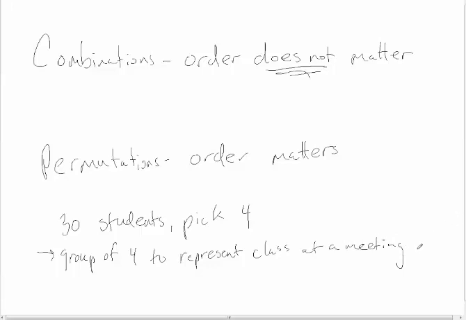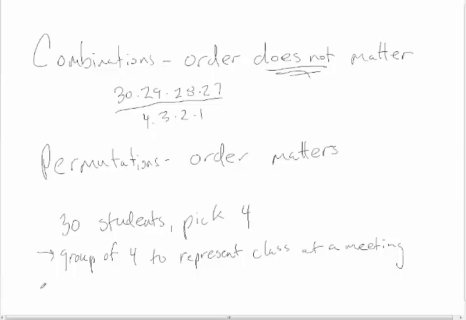Here, there is no order. I'm just taking 4 people. So it doesn't matter if I'm taking student 1, 2, 3, 4, or student 4, 1, 2, 3, or student 3, 1, 4, 2. The order doesn't matter. I'm taking 4 of them, sending them to the meeting. So how many ways can I choose a group of 4 out of 30? Well, that would be 30 times 29 times 28 times 27 over 4 times 3 times 2 times 1. Okay?